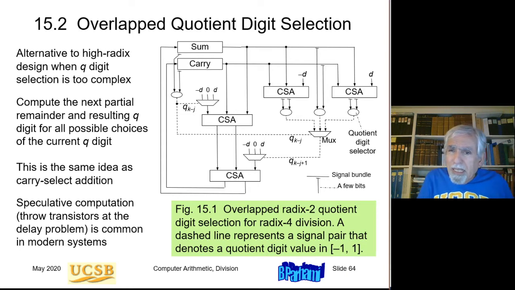Here is the second idea, overlapped quotient digit selection. And as shown in this diagram, it's basically a replacement or an alternative for radix 4 division.